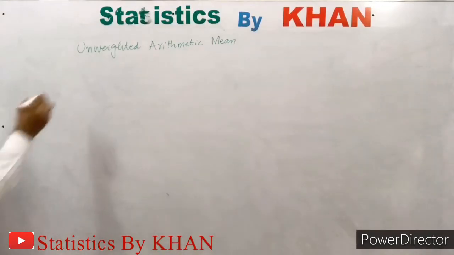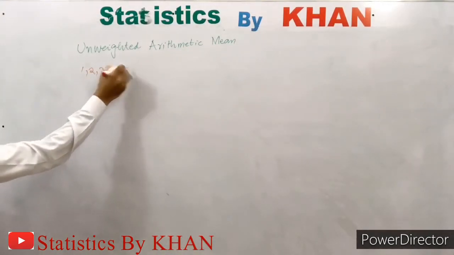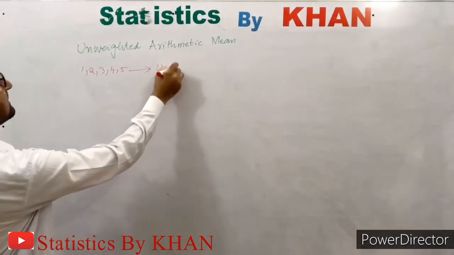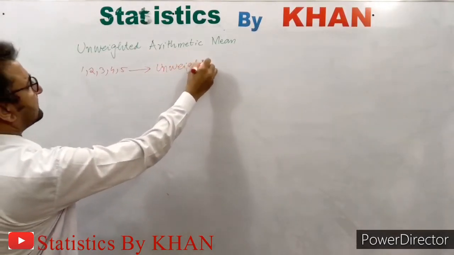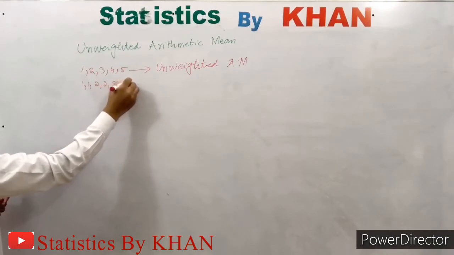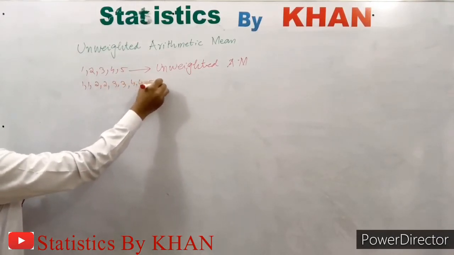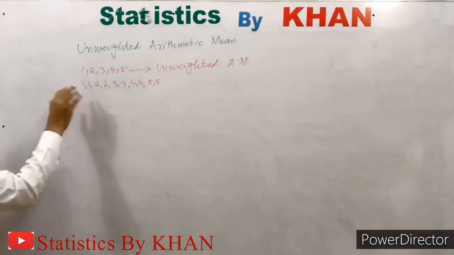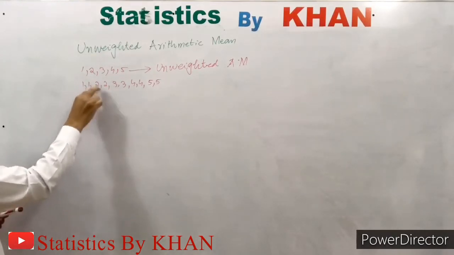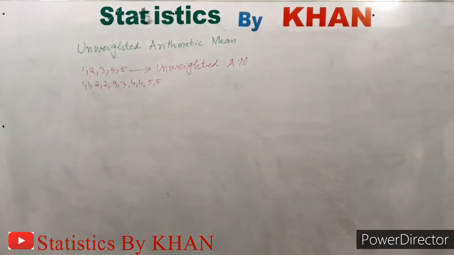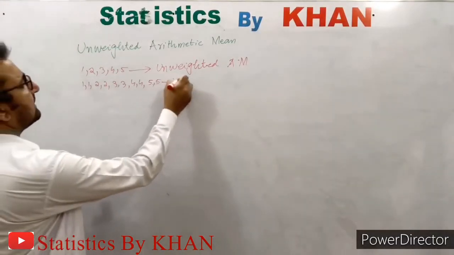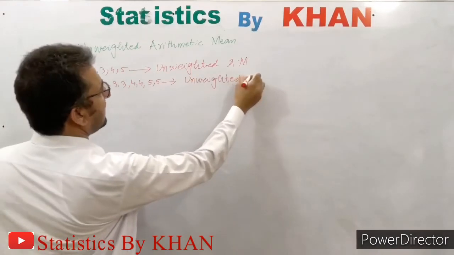For example, we have a data set 1, 2, 3, 4, 5. If we compute the arithmetic mean from this data set, this will automatically become the unweighted arithmetic mean, because each of the observations has occurred only once. Similarly, if 1 has occurred twice, 2 twice, 3 twice, 4 twice, and 5 twice, then each of the observations has occurred an equal number of times. If we compute the arithmetic mean from this data set too, it will again be the unweighted arithmetic mean, because the weights are equal.